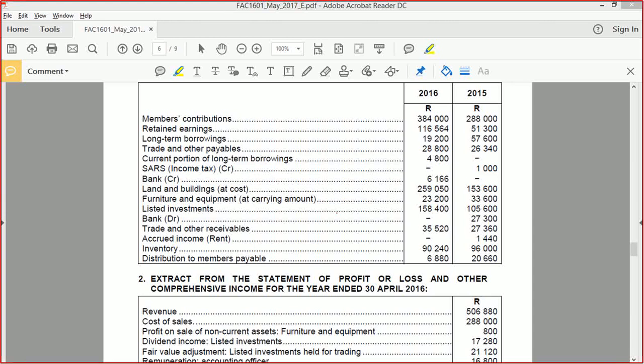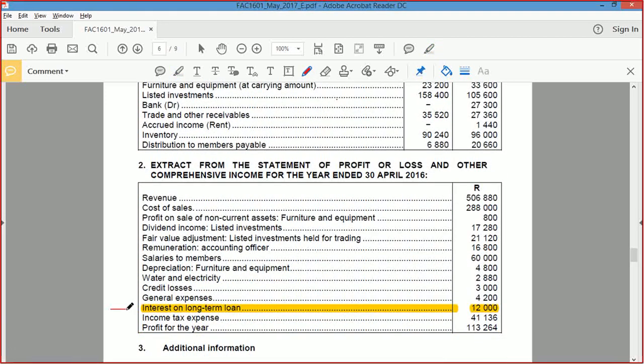Is there any interest here in the statement of financial position? No. Okay, there's nothing here, right? Members' contribution, retained earnings. Do I see accrued interest or anything like that here? No, I don't. So what does that mean? Does that mean the interest has been paid? Yes. Okay, because there's no accrual. If there's an accrual, I need to provide for it. There's no accrual. That means the interest that's an expense is the interest that I paid. Does it make sense? Yes.